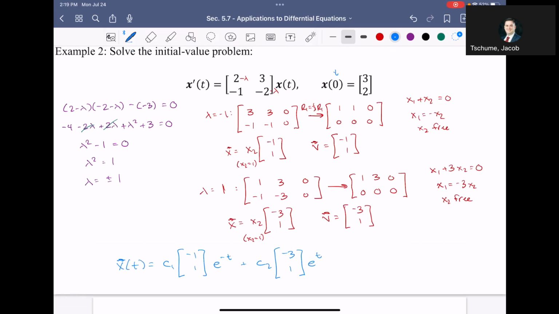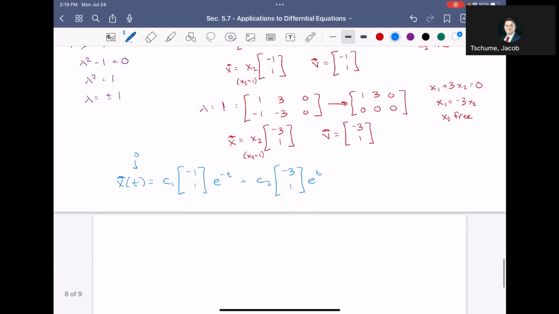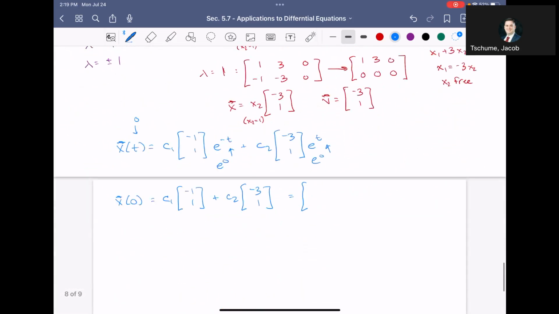Once again, if we let t equal 0, this should end up equaling 3, 2. So kind of the same idea as the last one. I'm going to let t be 0 in all these equations. Now you'll notice that when we let t be 0, both of those e's just become e to the 0, and thus will just become the constant 1. So you're left with vector x of 0 is c1 times negative 1, 1 plus c2 times negative 3, 1 needs to equal the vector from the beginning, which was 3, 2.